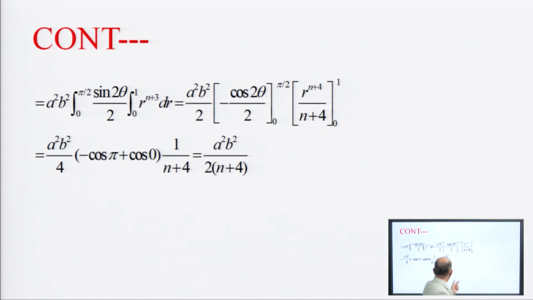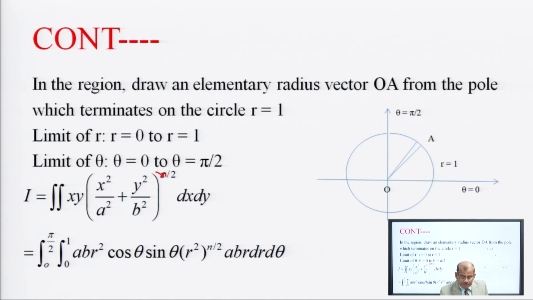We have a square b square, integral of sin 2 theta by 2 from 0 to pi by 2, times the integral from 0 to 1 of r raised to the power n plus 3 dr. Since both have independent limits, we integrate separately: the double integral becomes the multiplication of two single integrals. Integrating, we get the given result.